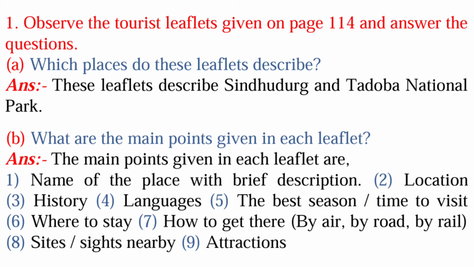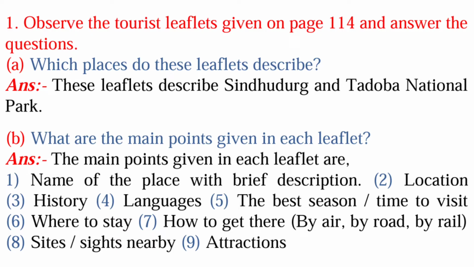Next question is, observe the tourist leaflets given on page 114 and answer the questions. So question A is, which places do these leaflets describe? So answer is, these leaflets describe Sindhudurg and Tadoba National Park. B question is, what are the main points given in each leaflet?